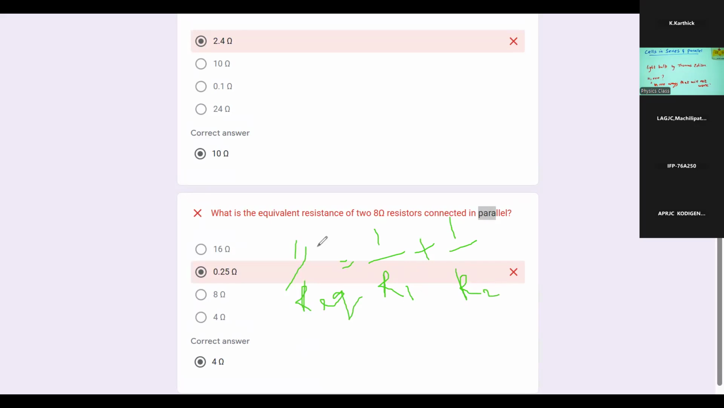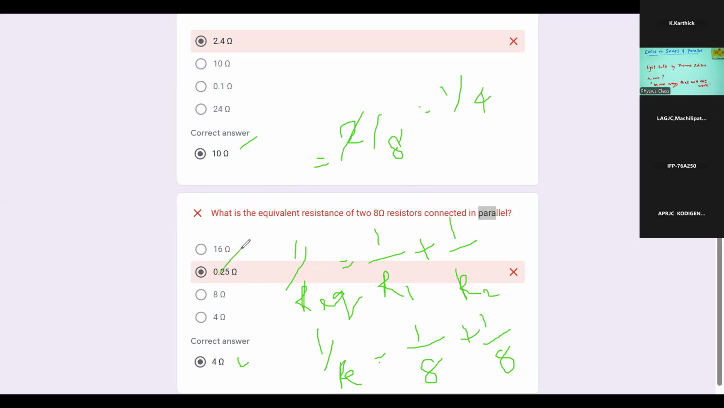Is it correct? Okay. So here 8 ohm resistor, here 8 ohm. First of all, you have to be careful in this case because it is 1 by R equivalent. Here 1 by 8 and here 1 by 8. So we have to take the normal LCM, so we will get 2 by 8. Yes, 2 by 8 cancels to 1 by 4. Is it correct? 1 by 4. Then answer 0.25 is correct?